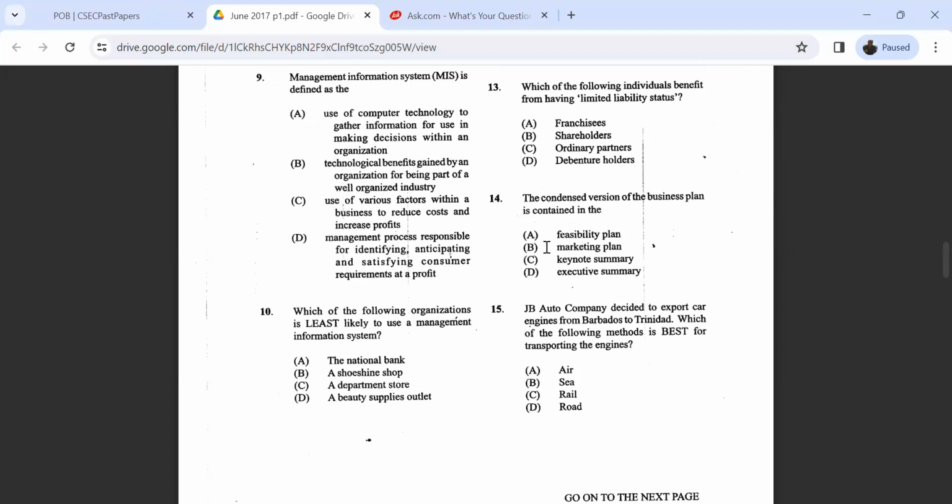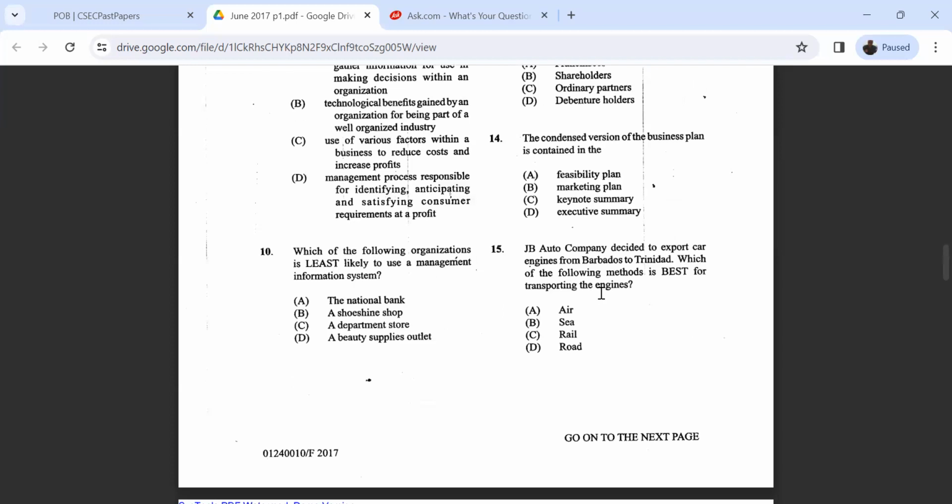Number 14, the condensed version of the business plan is contained in the marketing plan? No. The marketing plan contains the marketing plan. D, the executive summary. The executive summary has a summary of the entire business plan. Right? The marketing plan will have everything to do with marketing. The feasibility plan is to check to see if starting the business makes sense or not.